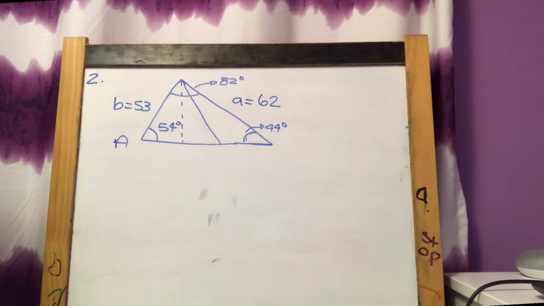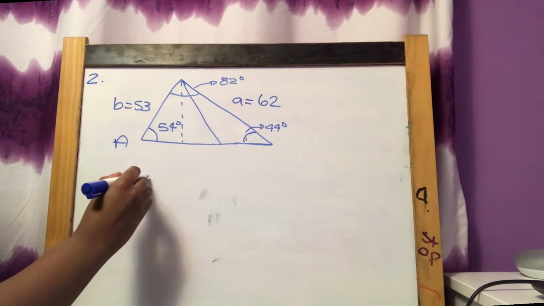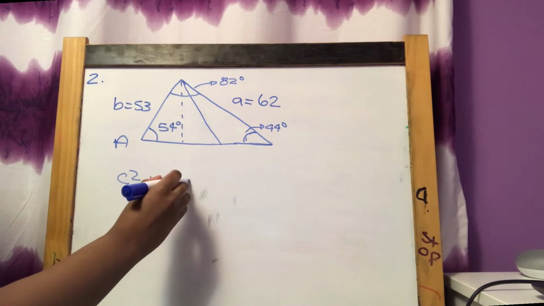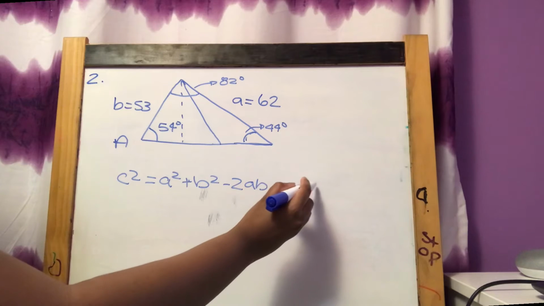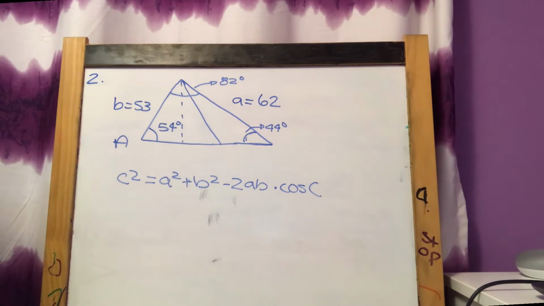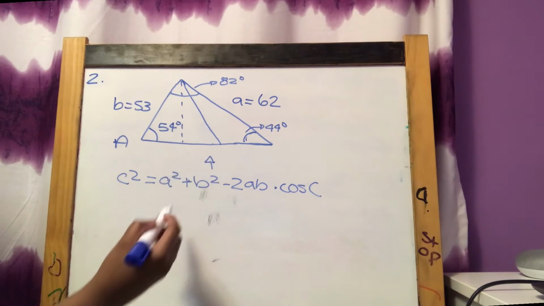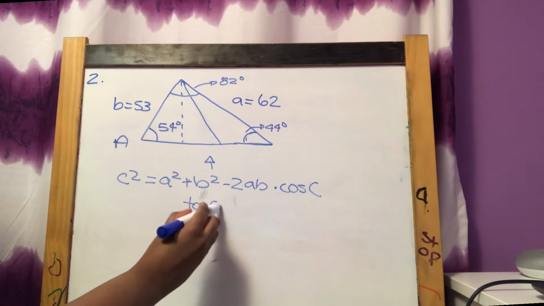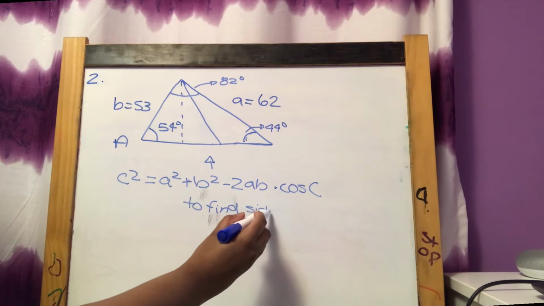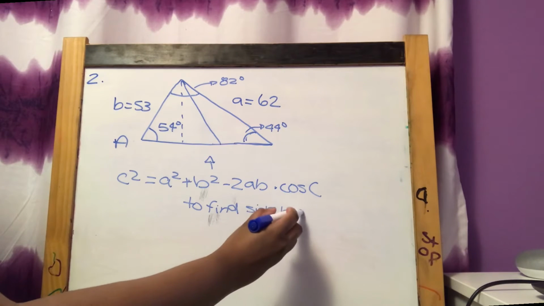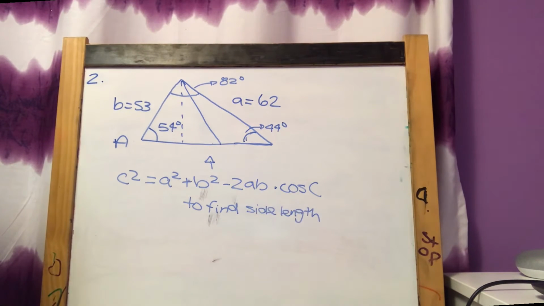And now I want to figure out the missing side length, since I already have the two side lengths on the left side and the right side. I want to figure out the bottom side length. So I just used the cosine law to figure that out. Since I was trying to find side length c, I just plugged that into the equation. I did a to the power of 2 plus b to the power of 2 minus 2ab times cosine C would equal c squared. And that was to find the side length.